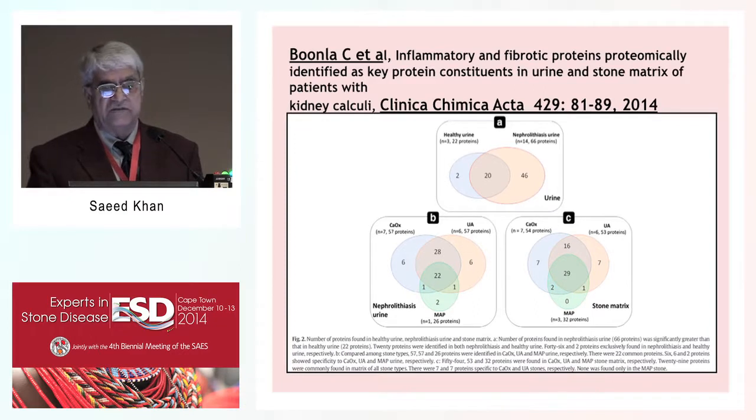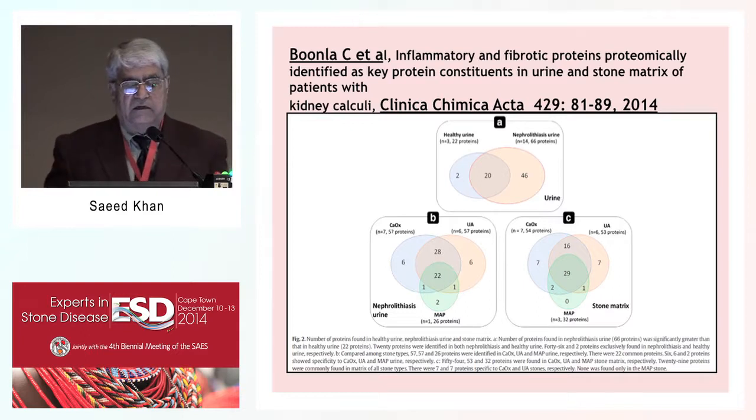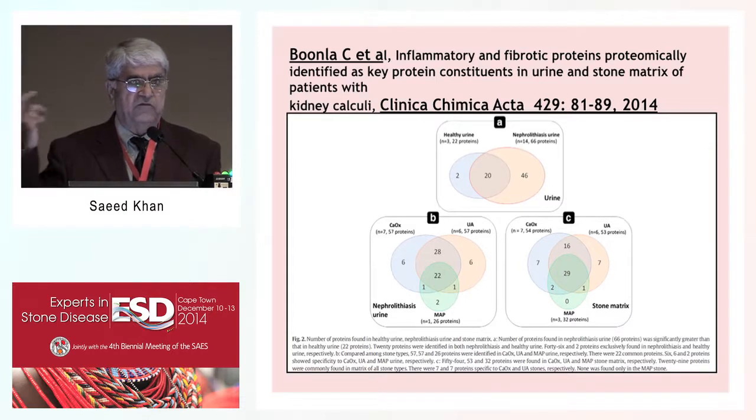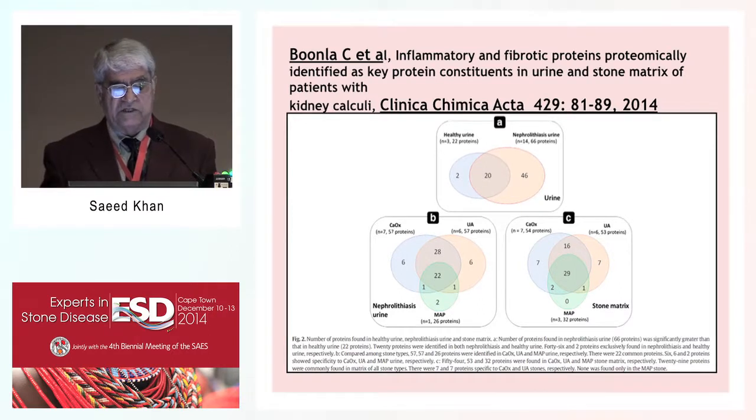The recent study that has just come out in press, from a lab in Thailand, is titled Inflammatory and Fibrotic Proteins Proteomically Identified as Key Protein Constituents in the Urine and Stone Matrix. They looked at the urine from stone patients, urine from normals, and the matrix, all at the same time. In this slide, in A, there is healthy urine and nephrolithiasis urine, and in the middle is what is common to both of them.